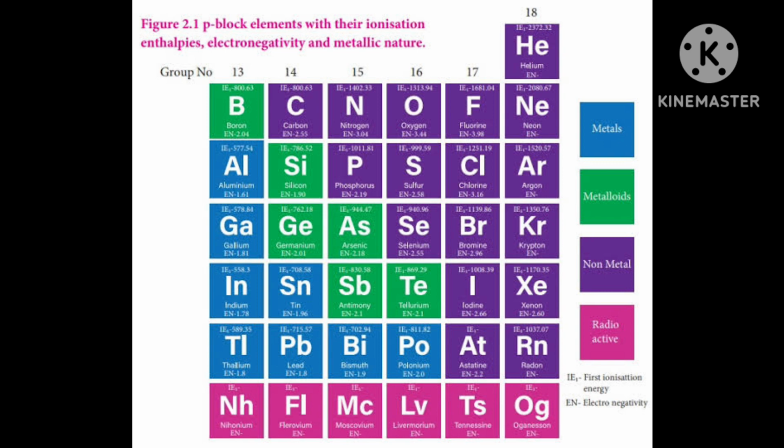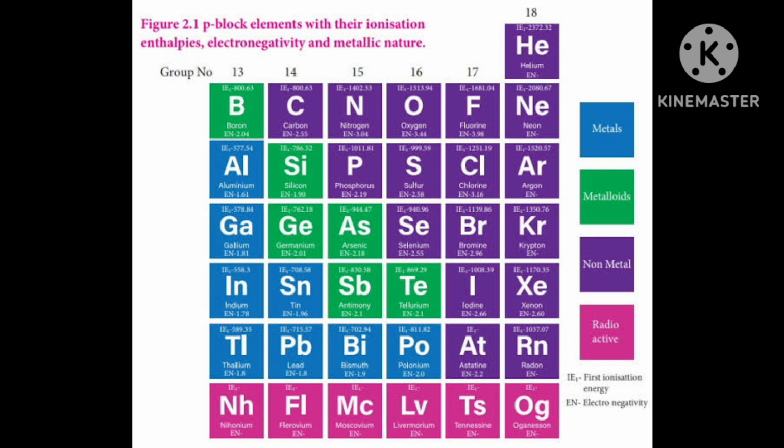I am telling you these things before going further. I am telling you the general electronic configuration and oxidation state of P block elements. There are 6 groups under P block elements: 13, 14, 15, 16, 17, 18.